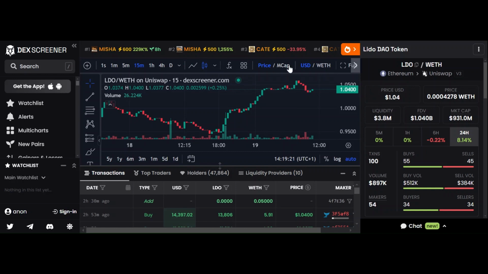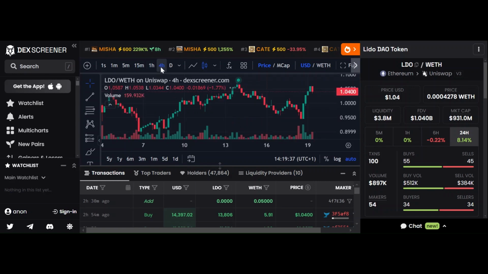Then this shows price slash market cap. This is the pair. This is the time frame. So this now is a price chart, right? This is a price chart. So if I go to, let's say, the 4-hour time frame, each candlestick here represents 4 hours of time, right? Each candlestick represents 4 hours of time.